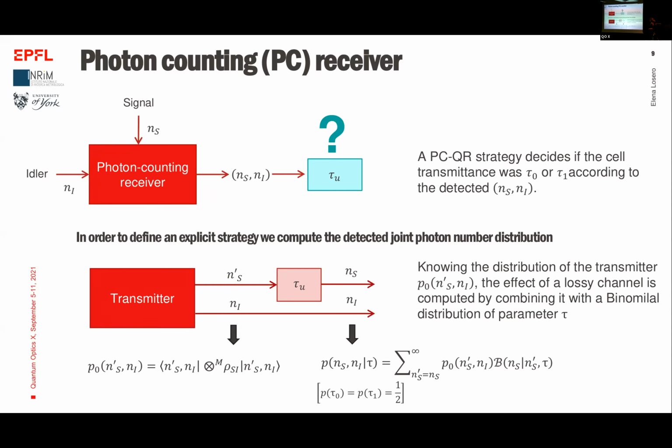From this number, this couple of numbers, we should infer the value of the bit of information. To model this situation, what we did was to start from the photon distribution at the transmitter, and then compute the photon distribution after the interaction with the lossy channel tau, simply combining the initial distribution with a binomial distribution of parameter tau.